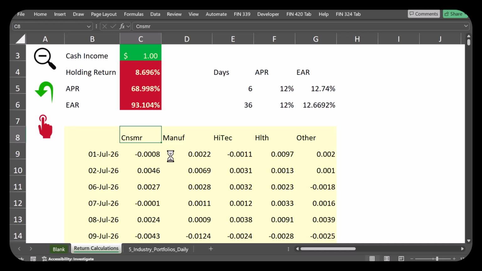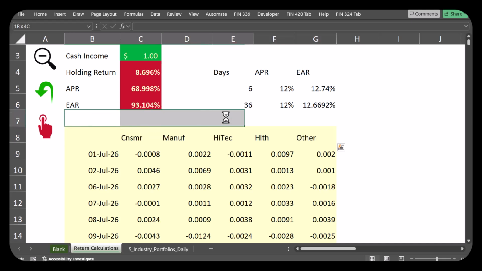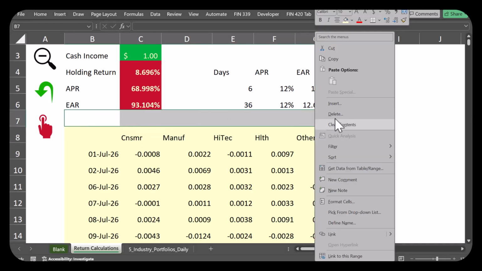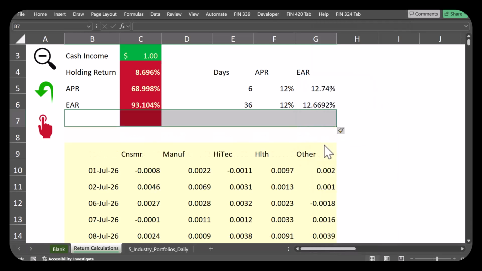And let me shift these things down a little bit. Insert, shift cells down. No, I don't want to make those.